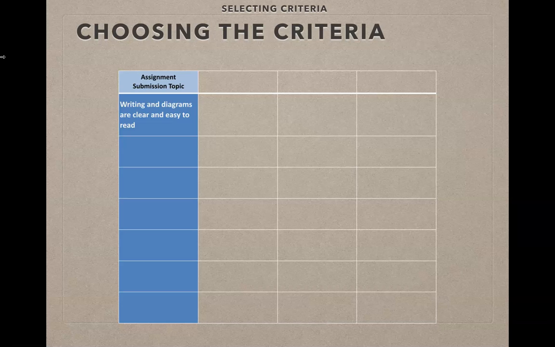So I came up with these criteria. Their writing and their diagrams need to be clear and easy to read, because when they're writing and drawing their diagrams for the CSAT exam, the people grading that, because it is in writing, it's not a machine grading it. Obviously they need to be able to read their writing. They need to be able to understand their diagrams. And so those are skills that I want them to develop as we progress through the course.